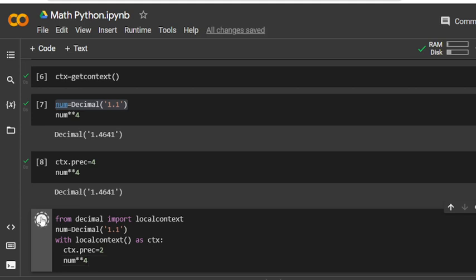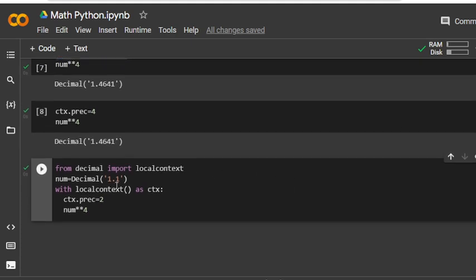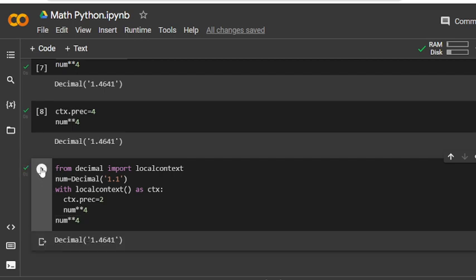So let's see. We can see here num to the power 4, like you can see. This means that the context can be freely modified inside the with block and will return to the default at the end. It looks like this.